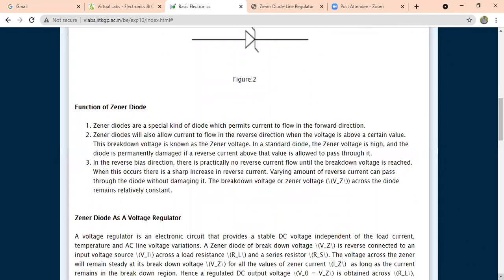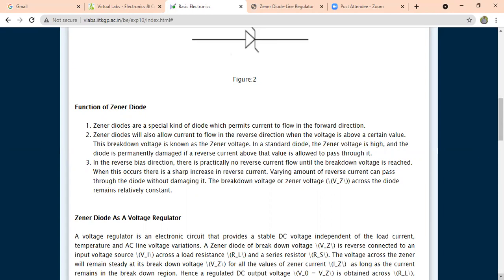A Zener diode is a special kind of diode which permits current to flow in the forward direction. It also allows the current to flow in the reverse direction, when the voltage is above a certain value. This breakdown voltage is known as the Zener voltage.